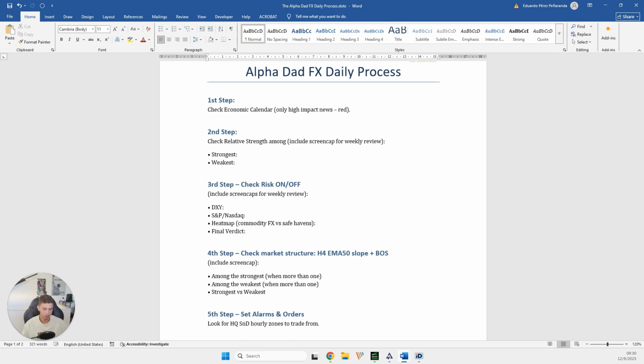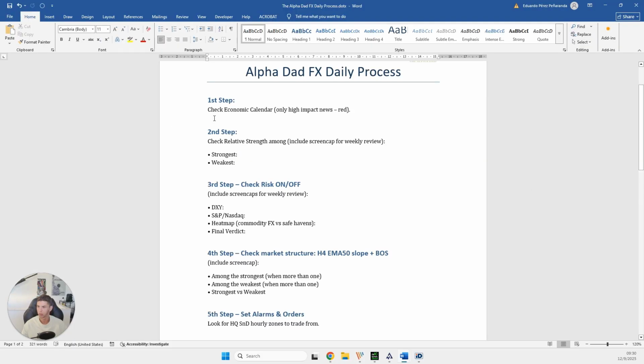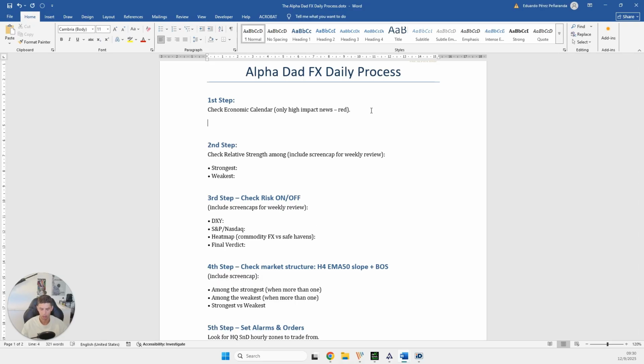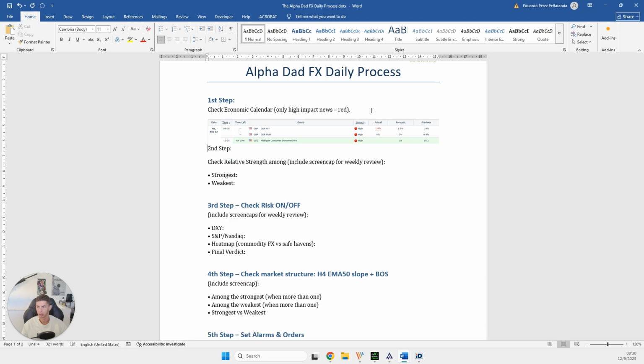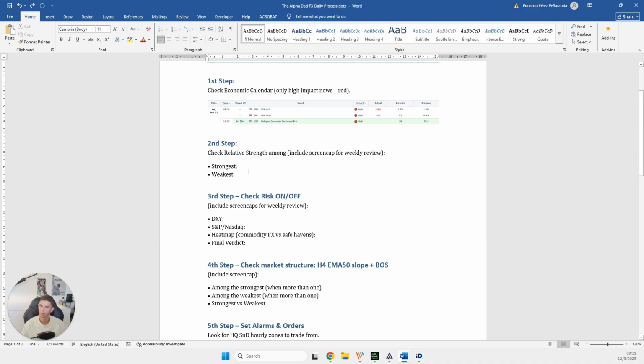Okay, so let's check the economic calendar for today. Right here. Okay, main news are already behind us. GBP GDP, monthly and yearly. The yearly came out worse than expected. So I'm gonna just put it here.